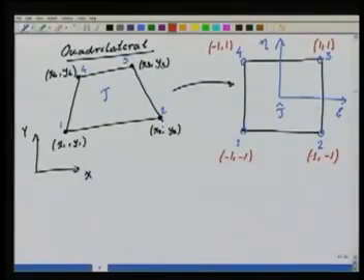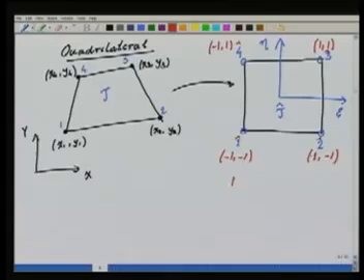So I have these in the master element. These 1, 2, 3, 4 nodes map to this one. I can call them 1 hat, 2 hat, 3 hat, and 4 hat nodes with these coordinates. And you see that this master element is now a square. So this is called a master square.